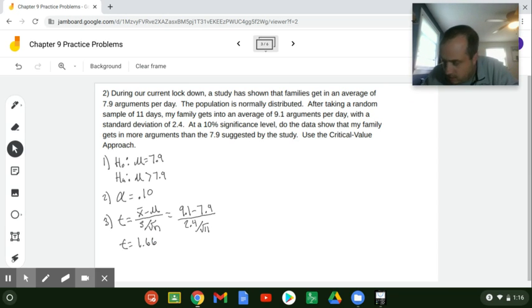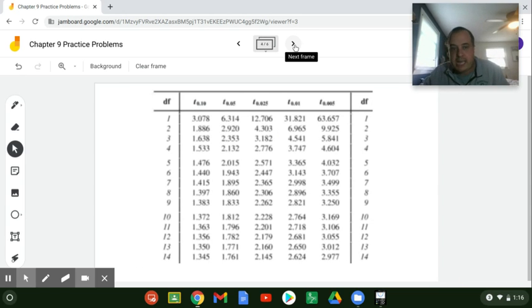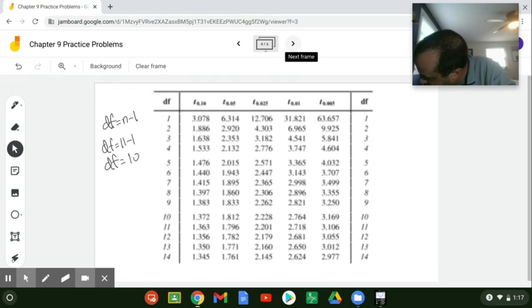On step 4, I need to figure out what my critical value is. If we go to the next slide, remember, degrees of freedom is equal to n minus 1 for my t-test. So for this prompt, degrees of freedom is 11 minus 1, so I'm going to have 10 degrees of freedom, which means my focus is on this row right here.